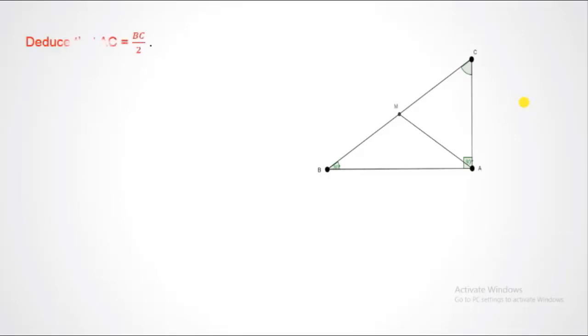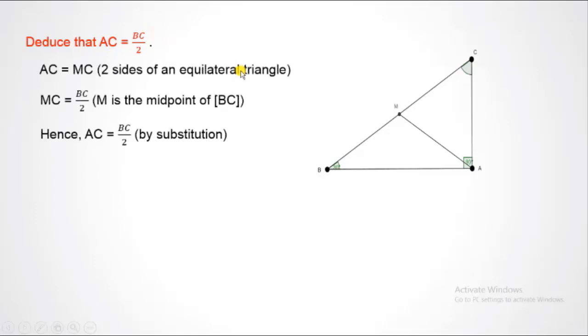Last step, we have to deduce that AC is equal to BC over 2. So, as we see here, we have to prove that AC is equal to BC over 2, which is AC as function of BC. How to prove it? AC is equal to MC. AC is equal to MC since MAC is an equilateral triangle, just proved.